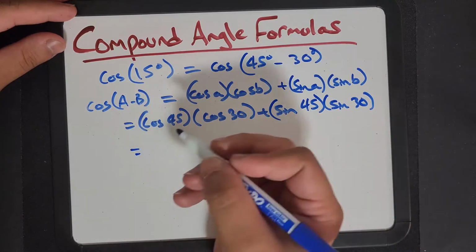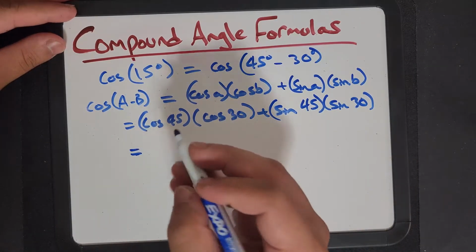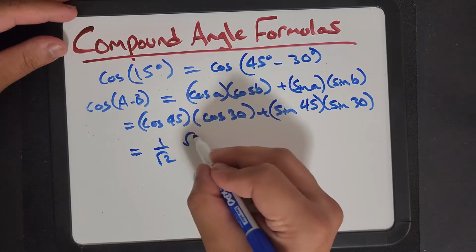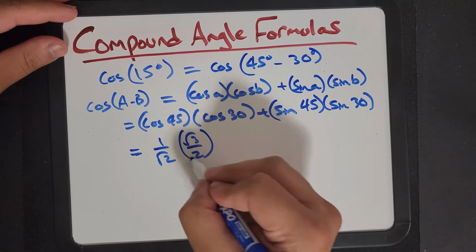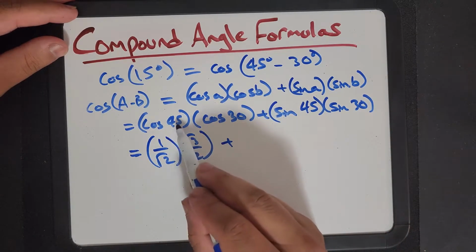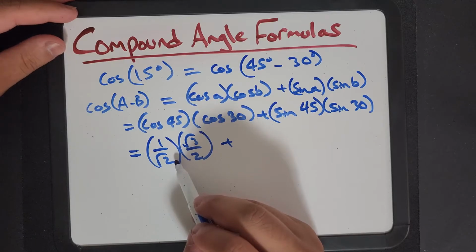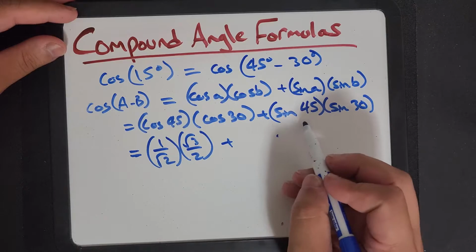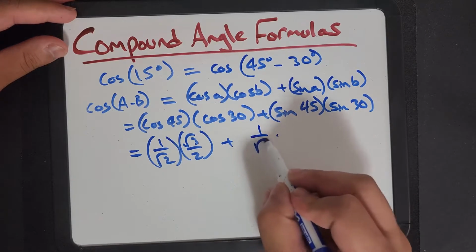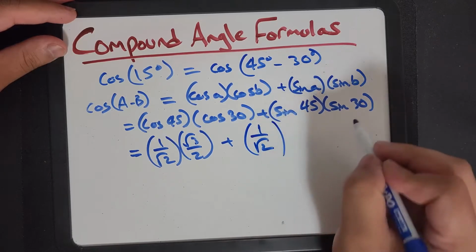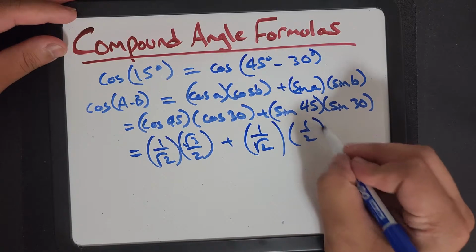And we know our special angles from our special angles video. That's cos 45 is 1 over root 2, cos 30 is root 3 over 2, and then sine 45 again is 1 over root 2, and then we have our sine 30 is 1 over 2.